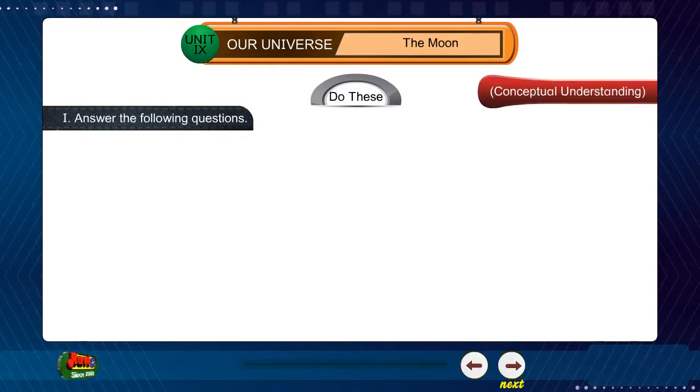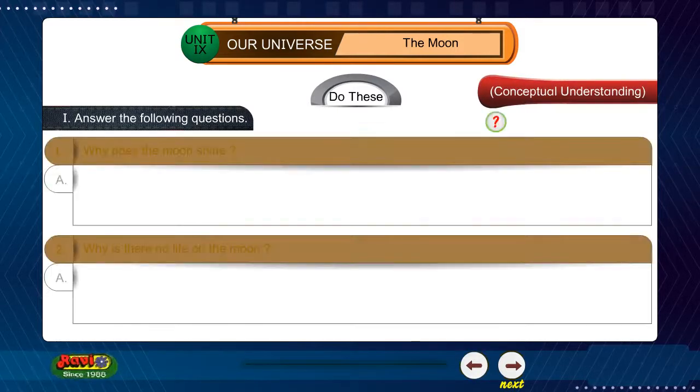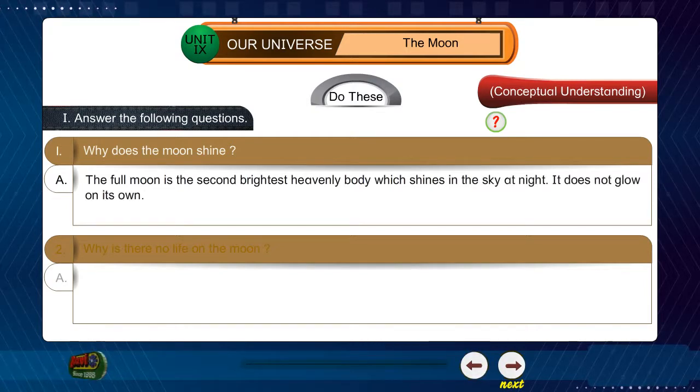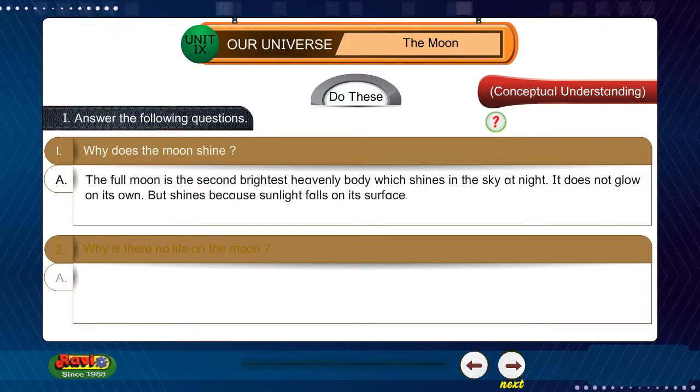Conceptual understanding. 1. Why does the Moon shine? Answer. The full moon is the second brightest heavenly body which shines in the sky at night. It does not glow on its own, but shines because sunlight falls on its surface. So, it reflects the light of the sun.